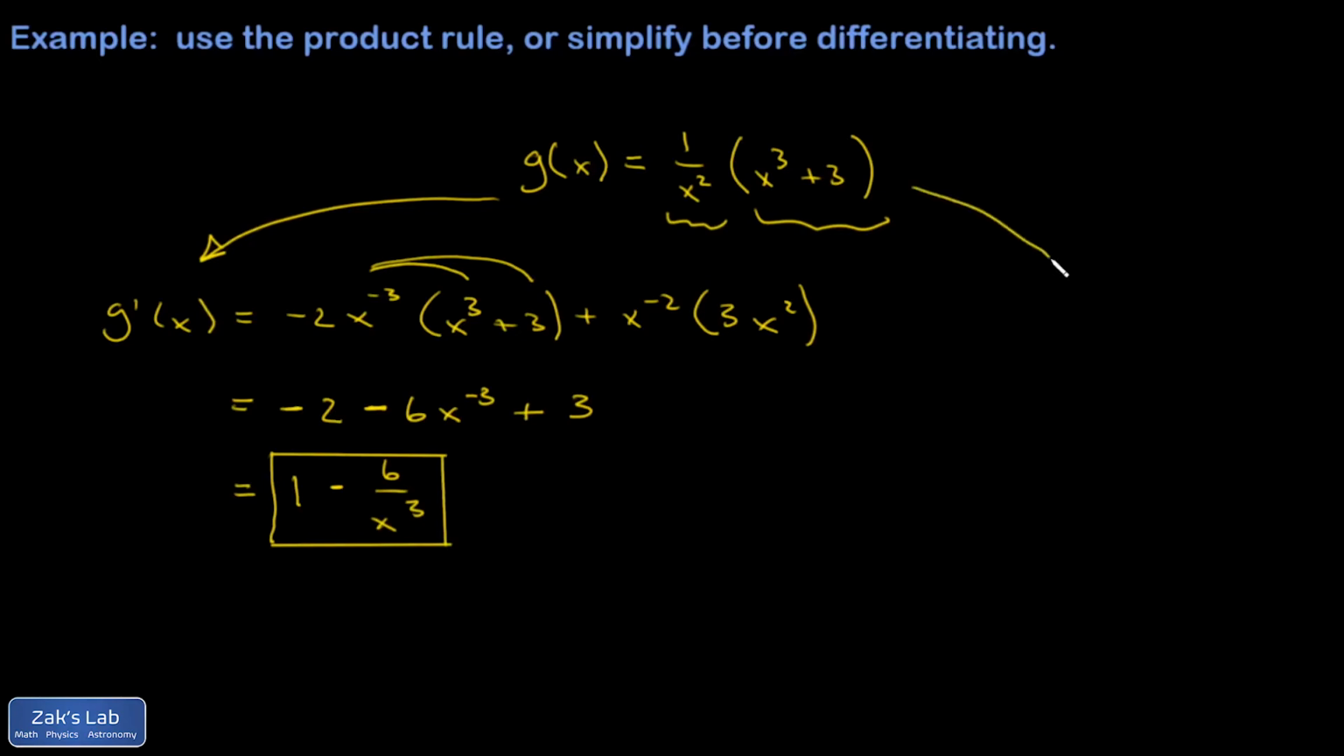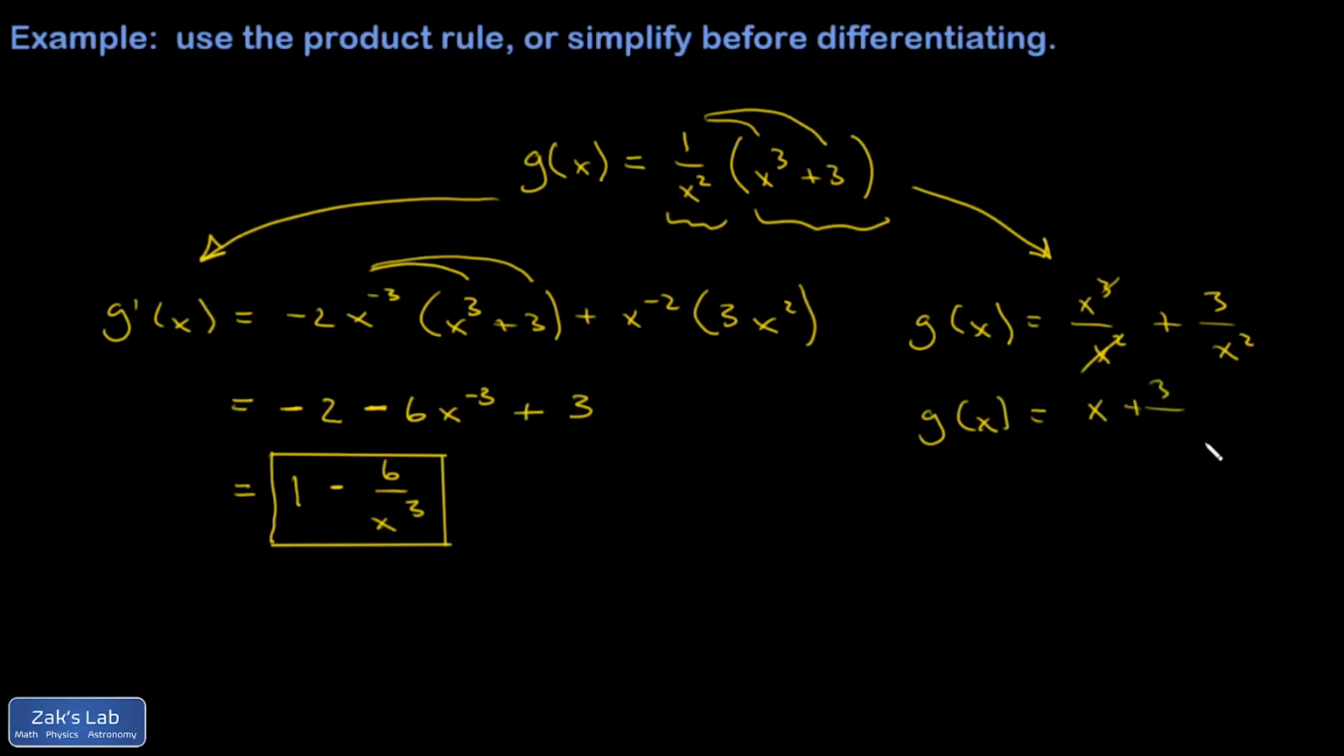All right, there's an alternative way to handle this, and the idea is to clean up the function g of x before you differentiate. So I'm going to distribute the 1 over x squared to both terms, and that leaves me, if I show some of the detail here, with an x cubed over x squared plus a 3 over x squared. And I'm going to cancel two factors of x. So g of x cleans up rather nicely to x plus 3 over x squared.